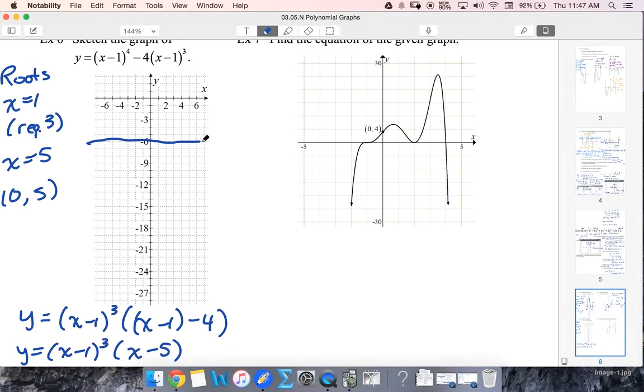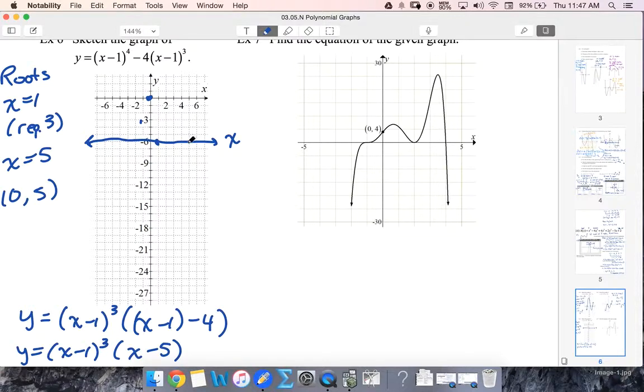and make this actually be my x-axis down here. So then this would be positive 3, this would be 5 up here. So let's make that our x-axis. All right, so now I've got roots at 1, and I've got root at 5.